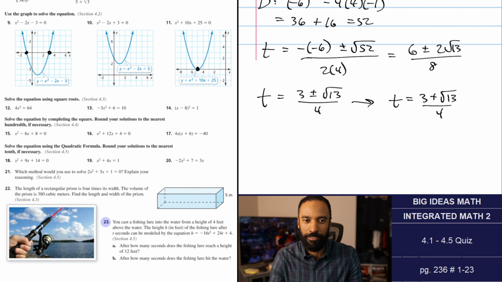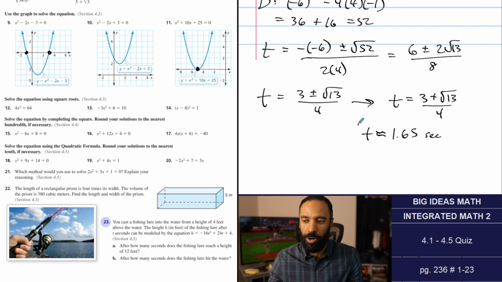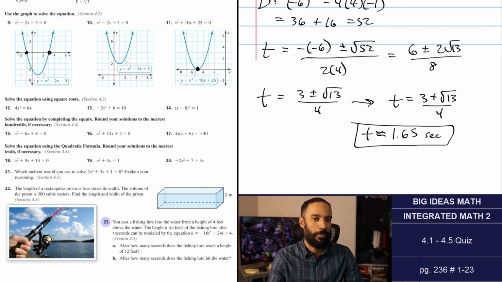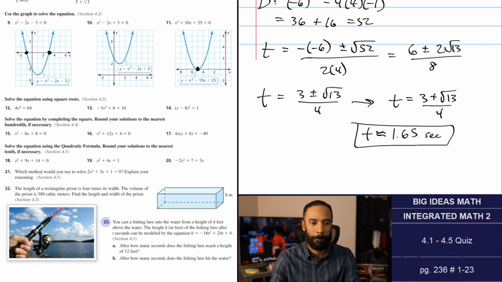Negative time does not apply if time was not part of the model prior to casting your reel. So I'm going to do, in my calculator, 3 plus the square root of 13, all divided by 4, and this is 1.65. What do I round to? I'll just do 1.65. 1.65 seconds. That makes more sense. It should be after the 12 feet that we hit, which means it should be more than 1 second later. Not much later. Very weak cast. So after 1.65 seconds, your fishing reel should pretty much just hit that water.